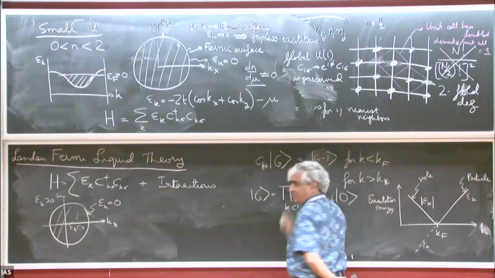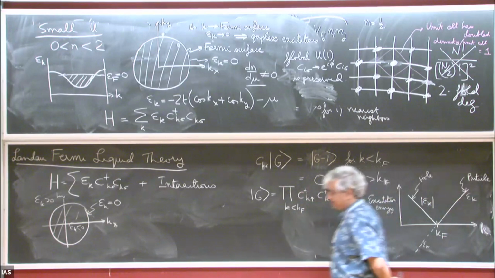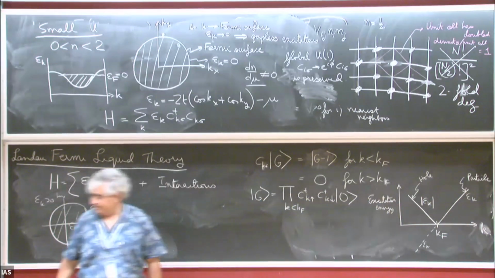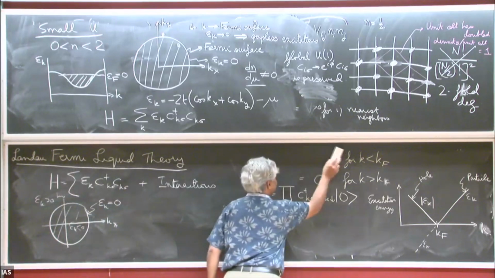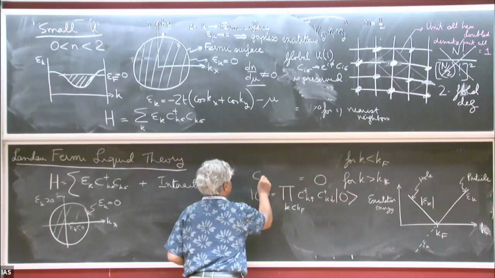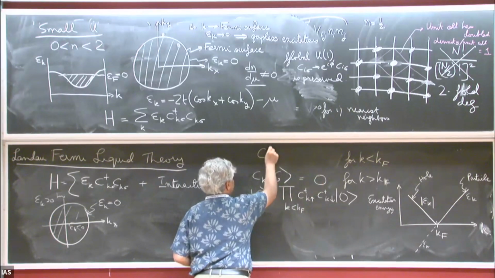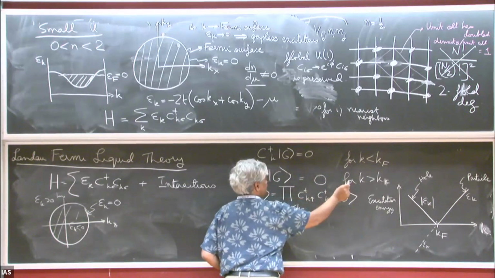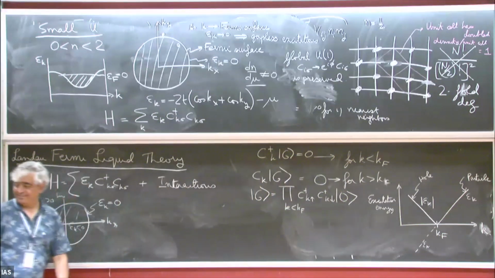There's some state with one particle removed. Sorry, thank you. This is the correct statement. That's what I should have said. Let me make a more precise statement. So this was correct: C_K acting on G is 0, and here C dagger K acting on G is also 0 for K greater than K_F. Okay, that's the better statement. Thank you.